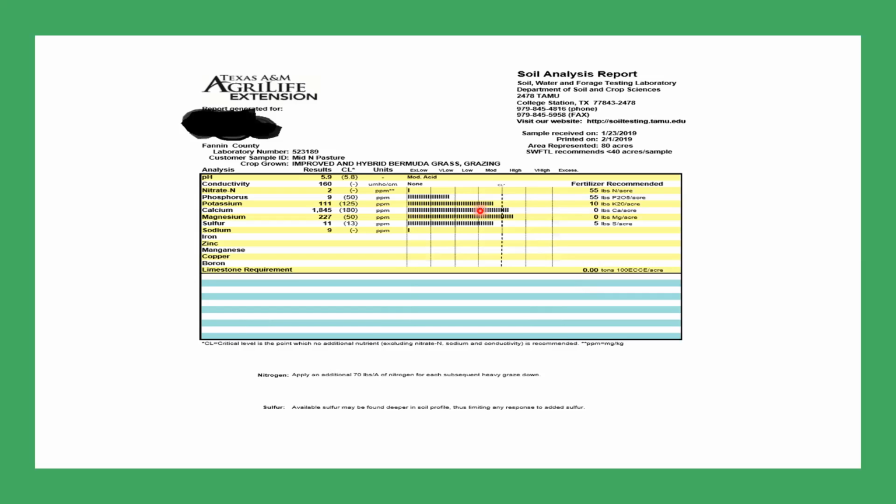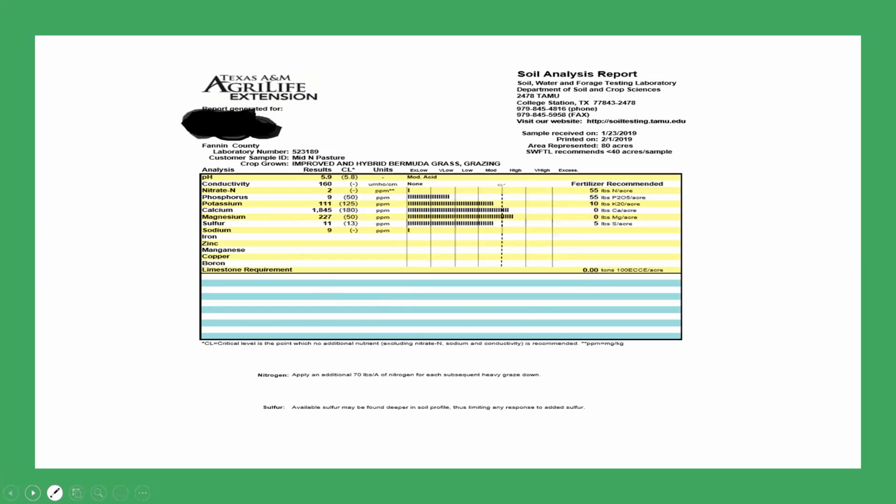We have 9 parts per million of phosphorus within the soil, so we're very low in that area. We've got to bring it up to the critical level, and to do so, it's 55 pounds to the acre. Potassium has 111 parts per million. Our critical level is 125. So to bring that up, we've got to apply 10 pounds of potash.